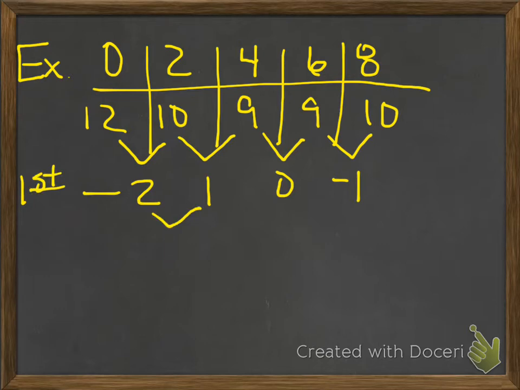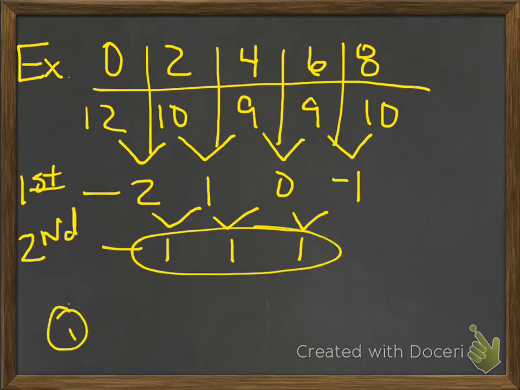Since they're all different, I can now look at the second differences. When I look at the second differences, 2 minus 1 is 1. 1 minus 0 is 1. 0 minus a negative 1 is 1. All the second differences are the same. Since the second differences are the same, this is quadratic. This data would represent a quadratic function.